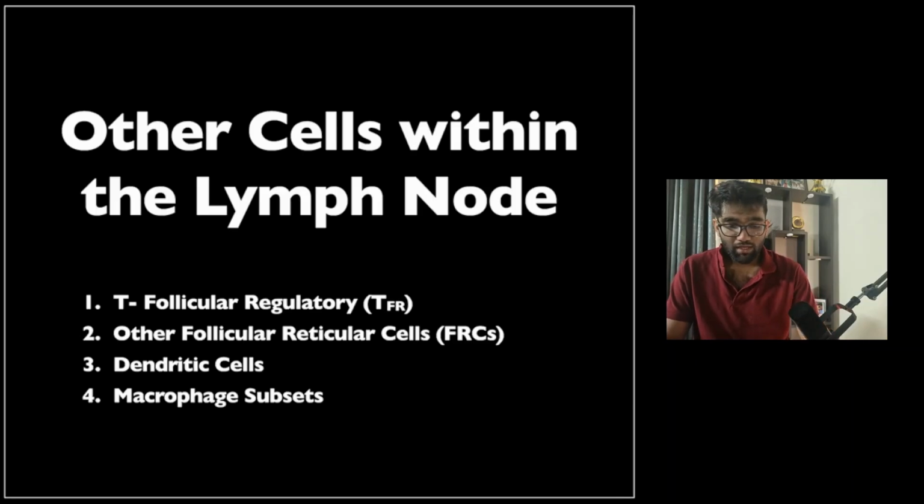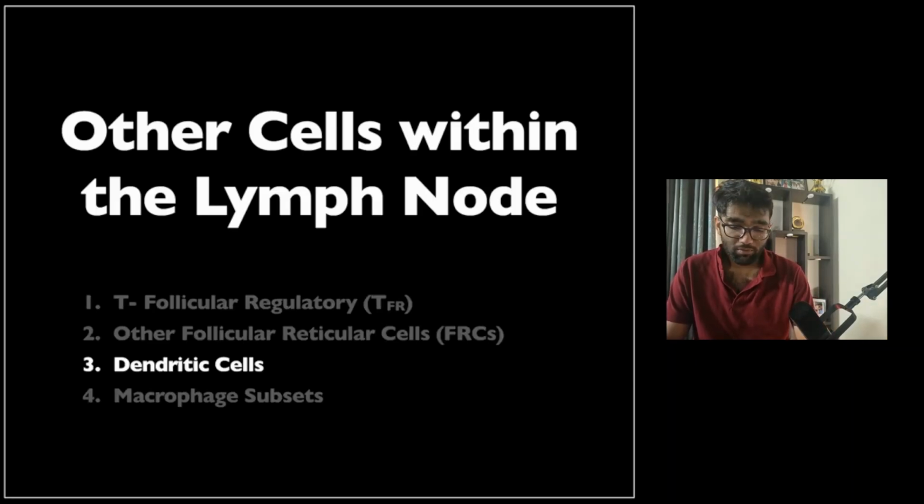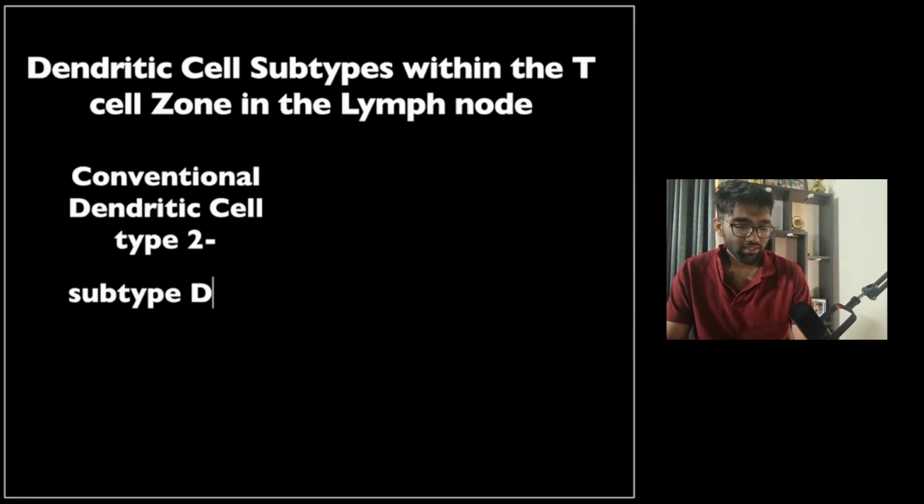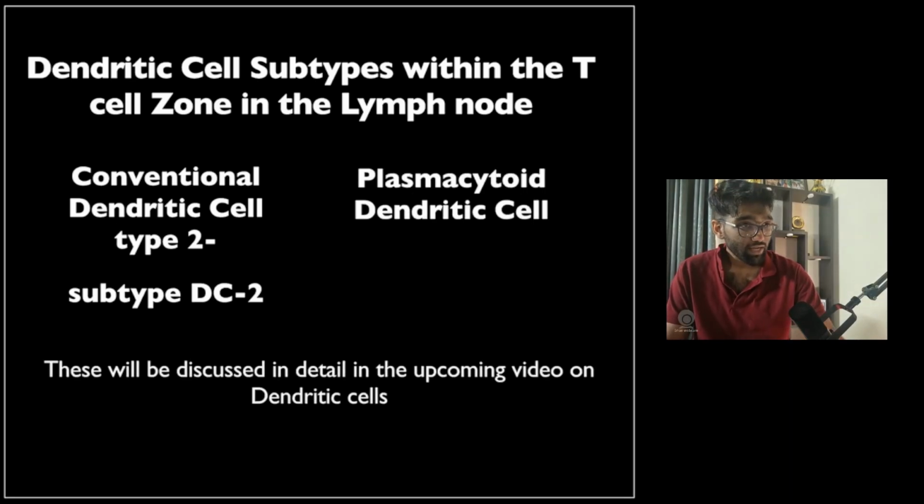Okay. Now, the third cell type we're going to talk about is the dendritic cells. We have two dendritic cell subpopulations that are localized within the T cell zone. So these are specifically within the T cell zone. This is the conventional dendritic cell type 2. So there are two subtypes, and we have the plasmacytoid dendritic cell. These will be discussed again in detail in comparison to conventional dendritic cell type 1 cells and Langerhans cells in our discussion on dendritic cells in our functional overview of the immune system.